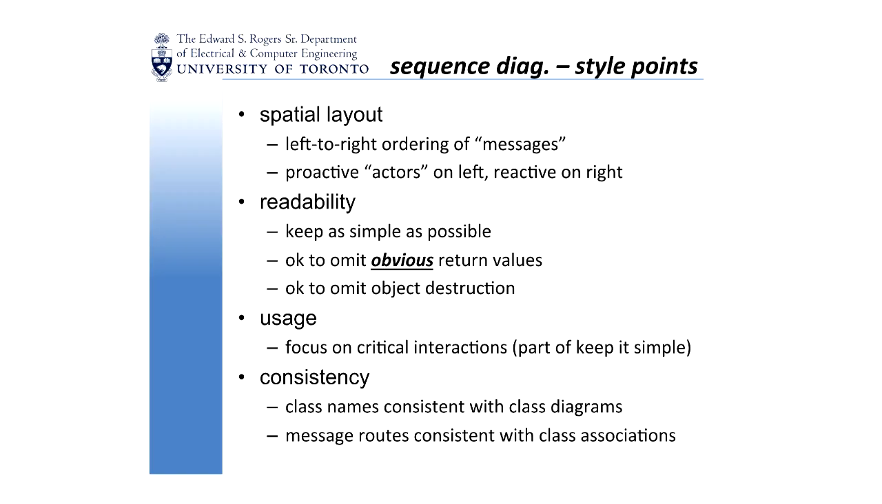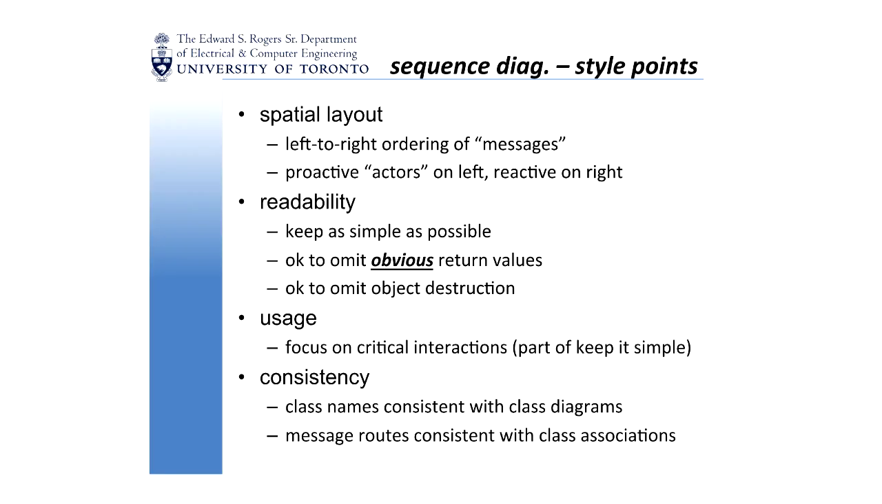When we draw these diagrams, there are several style points to keep in mind for maximum clarity. Regard spatial layout. Use a left-to-right ordering of messages and place proactive actors on the left with reactive objects on the right. For readability, keep it as simple as possible. It is perfectly acceptable to omit obvious return values for object destructions to focus on the critical interactions.